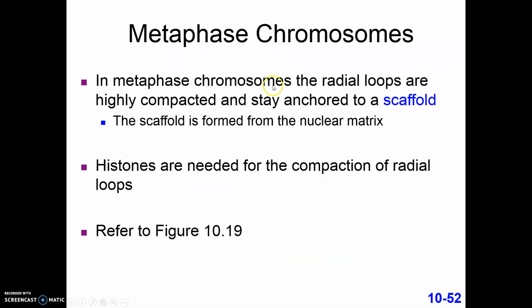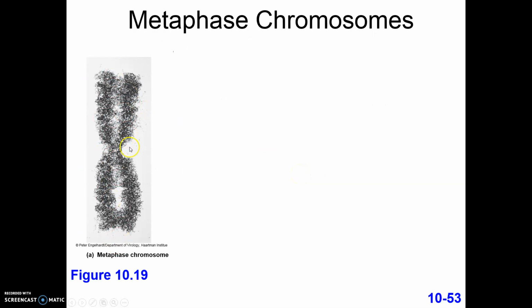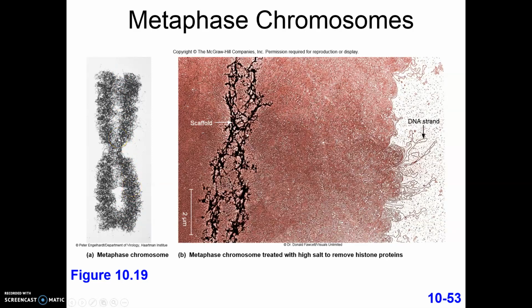All right, so in the metaphase chromosome, all these radial loops are highly compacted and stay anchored together to its scaffold, all right? And the histones are needed for this compaction. So here is a metaphase chromosome, and if we take it and treat it with salt, salt will drive off the histone proteins, and you'll see all that DNA spill out here. So the histones are achieving a bulk of it, and here we can actually see the scaffold is still intact in the background. So it's really the scaffold that's being linked together to create the structure, and being in this conformation in a metaphase chromosome is dependent upon those histone proteins already having the DNA wound up.